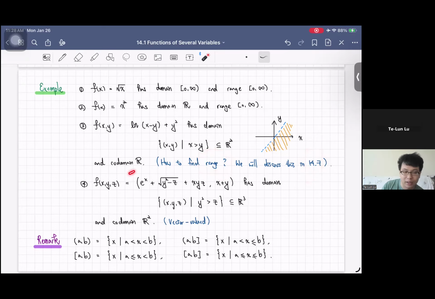And as I mentioned, the codomain is just something that, at plain sight, you know the value of that function lies in. So in this case, it is R because this is always a real number, right?